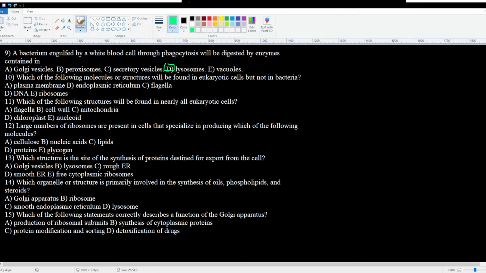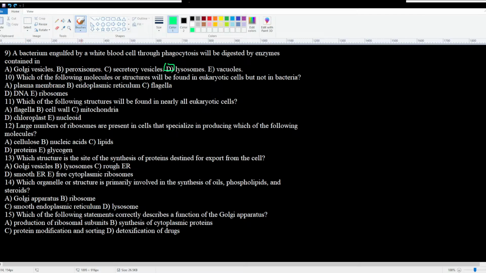Just a reminder, the prefix phag means to eat. Cyto means cell. So phagocytosis means eating cell. So that's what's happening here. A bacterium was engulfed by a white blood cell through phagocytosis. The white cell is literally eating something, and now it's going to be digested through lysosomes. Anyway, moving on. Number 10.